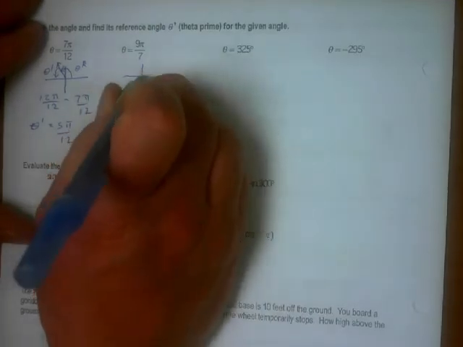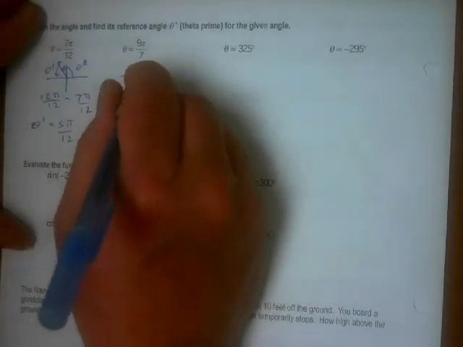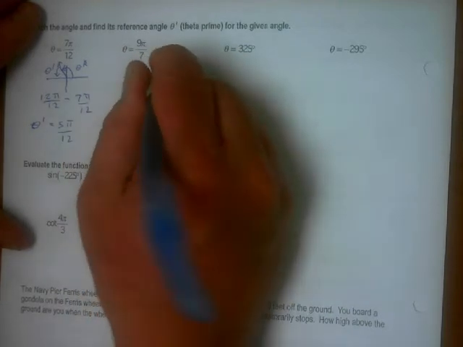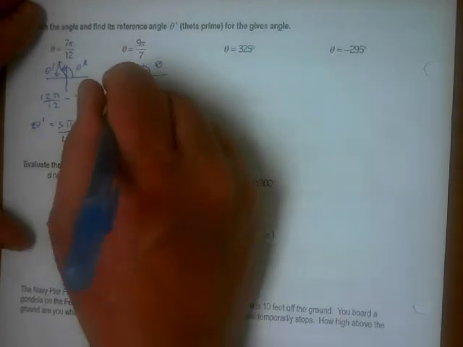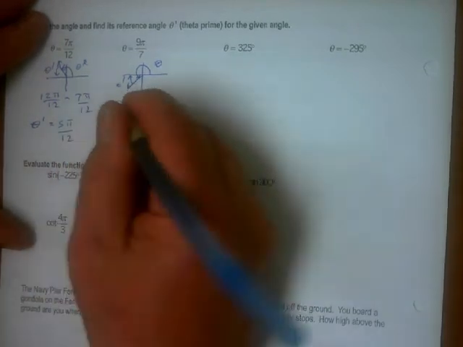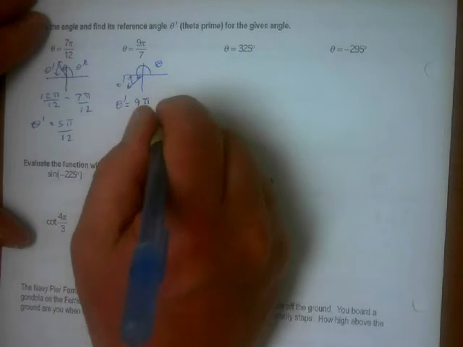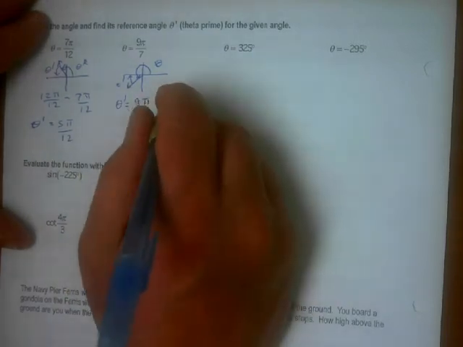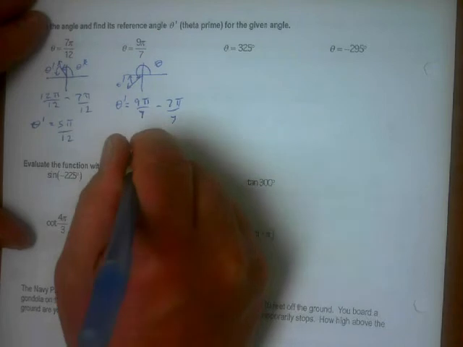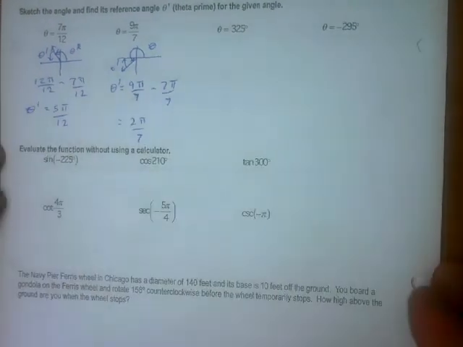Nine pi over 7 is in the third quadrant because it's just a little bit more than pi. It doesn't have to be exact, but I'm just going to put it right there. So this is theta. That's theta prime. Theta prime equals 9 pi over 7 minus 7 pi over 7. So theta prime is 2 pi over 7.